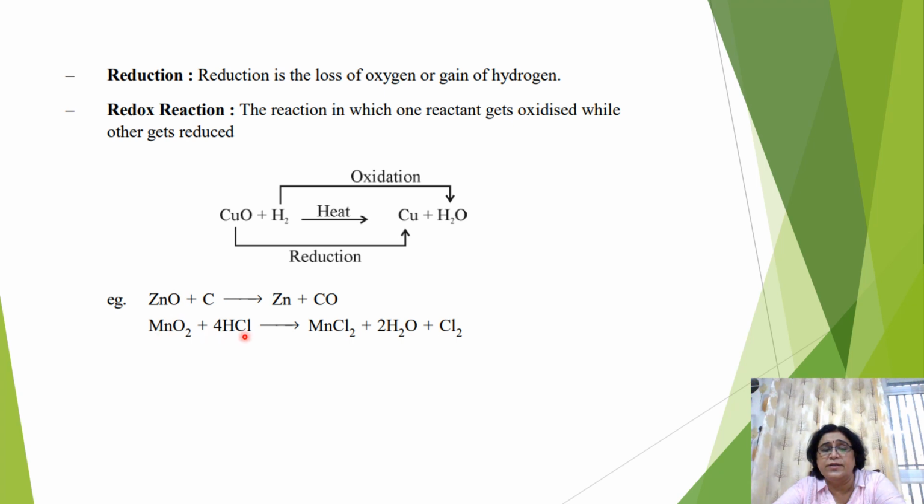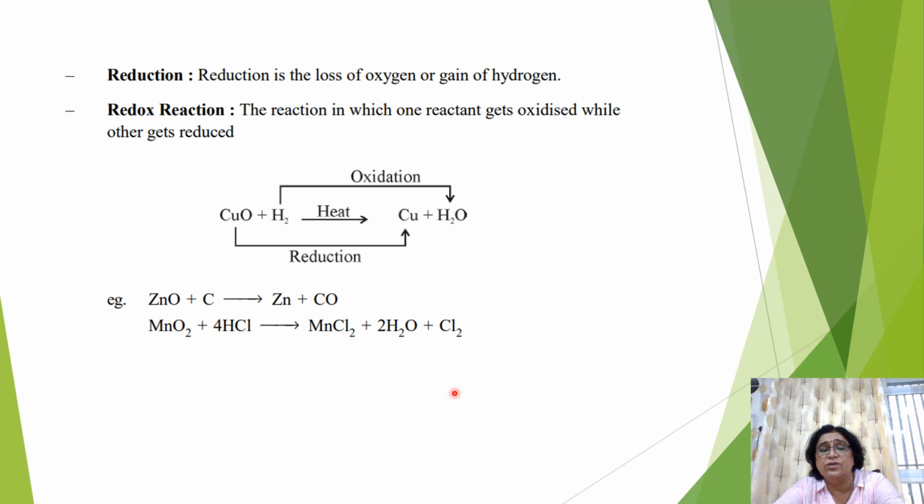Now, manganese dioxide plus HCl gives you manganese chloride plus H2O plus chlorine. When there is an increase in charge, that is also called oxidation. When there is a decrease of charge, it is called reduction. So when MnO2 is changing to MnCl2, there is a decrease in charge. Here Mn is plus 4, here it is Mn plus 2. So this is a reduction reaction.